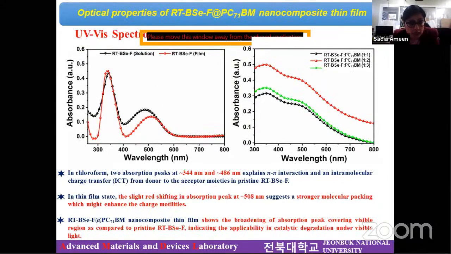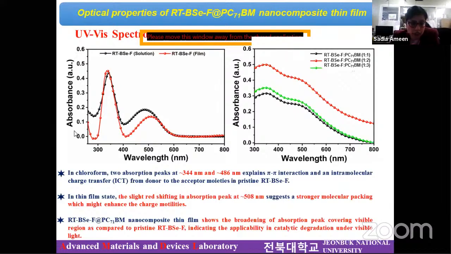These are the significant characterizations, which is the optical characterization, exhibiting the UV spectra. For observing the UV characterization, we first observed the UV of our molecule in solution form, and for this we have taken chloroform as a solvent. After that, we checked the UV characterization of the synthesized organic semiconductor material in the form of film. And then we checked the UV characteristics of the composite thin films.